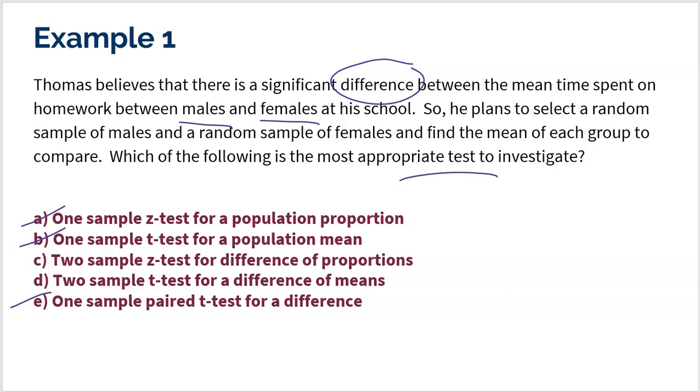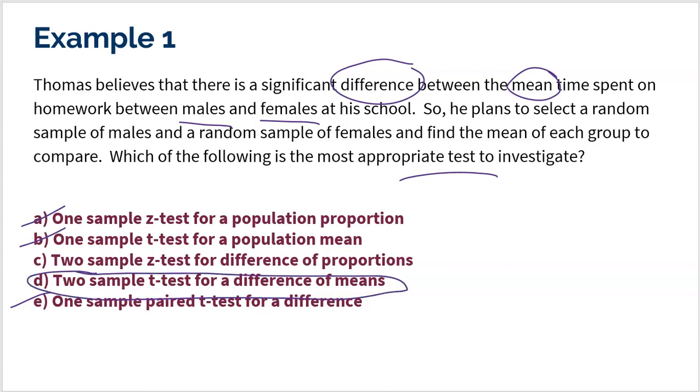Can't be right. Now the next question is, am I looking at the difference of proportions or the difference of means? Well, let's look. Oh, what do you know? It actually uses the word mean. He wants to look at the difference between the mean time spent on homework. He doesn't want to look at the proportion of anything. He's saying mean. He believes that there is a significant difference. Well, if I want to prove there's a significant difference, I'm going to need a 2 sample t-test for the difference between means.